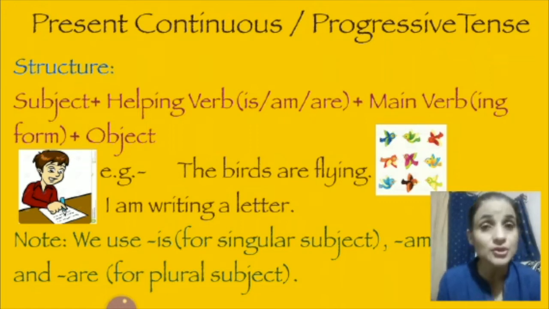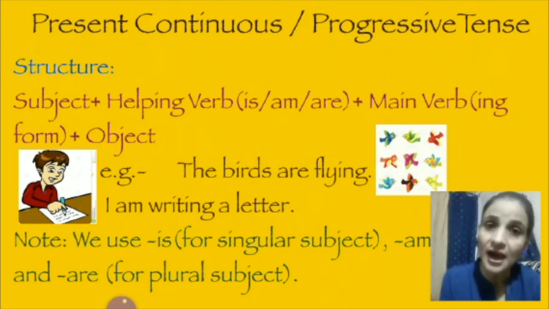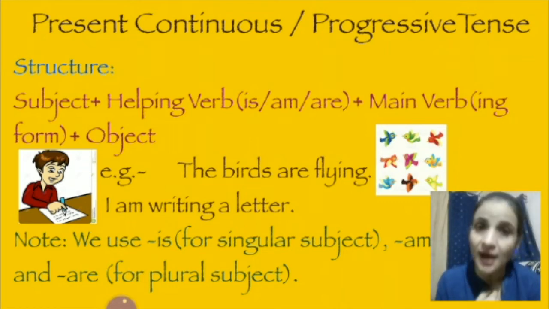So if you are using a singular subject, the helping verb is is; with a plural subject, the helping verb is are; and with the pronoun I, the helping verb is am. And in this tense, the verb is always used in ing form. Writing, flying, cooking, baking, making, like that.